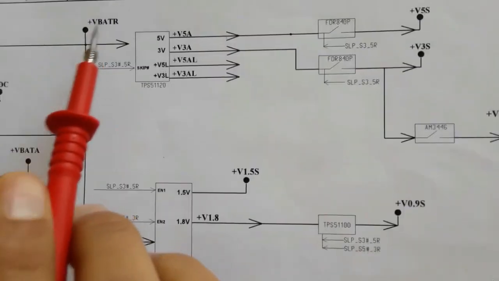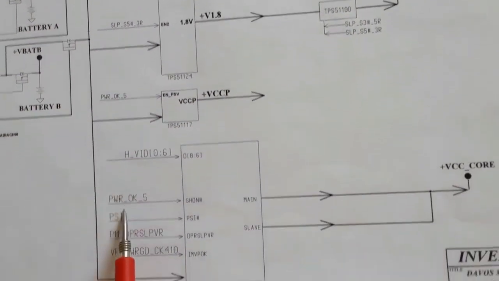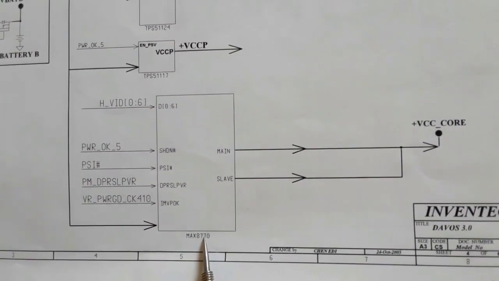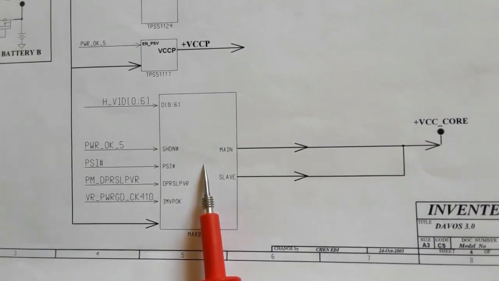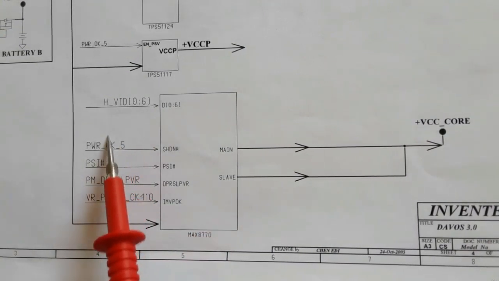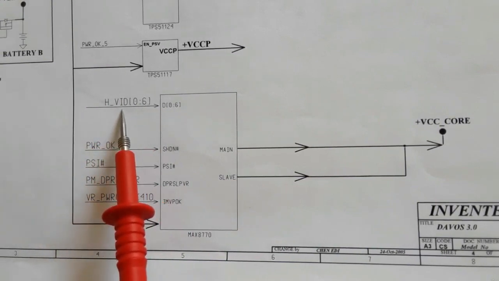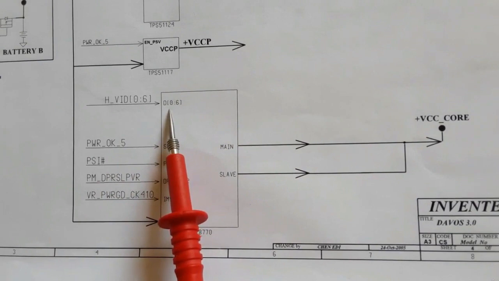The plus VBAT will also go directly to the power management IC for the CPU, the Max 8770 or Maxim 8770. This is the CPU power management IC. Of course, here we have many enable signals, many signals. These are the ID signals. Based on these signals, about 8 signals, the IC will know the specific voltage for the CPU.